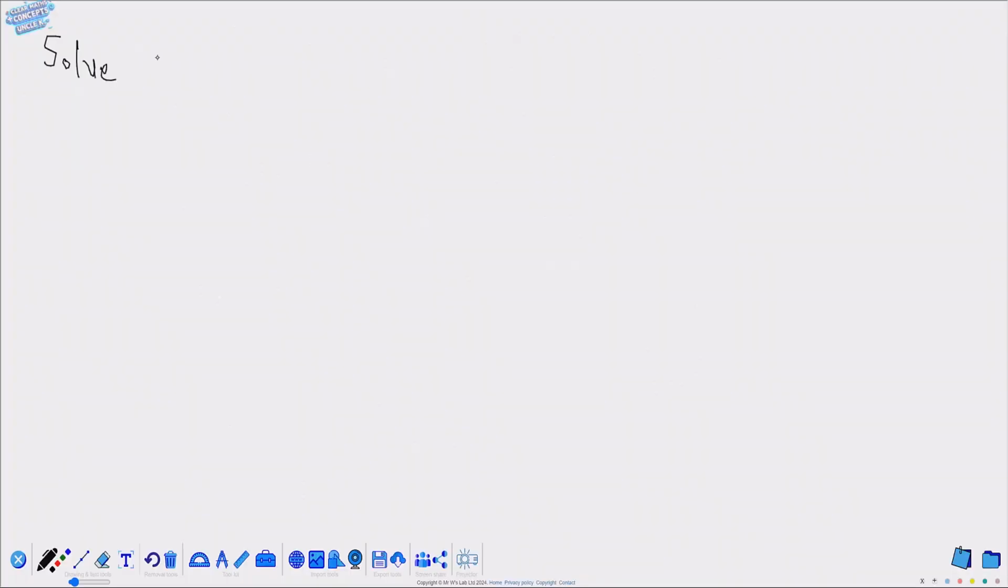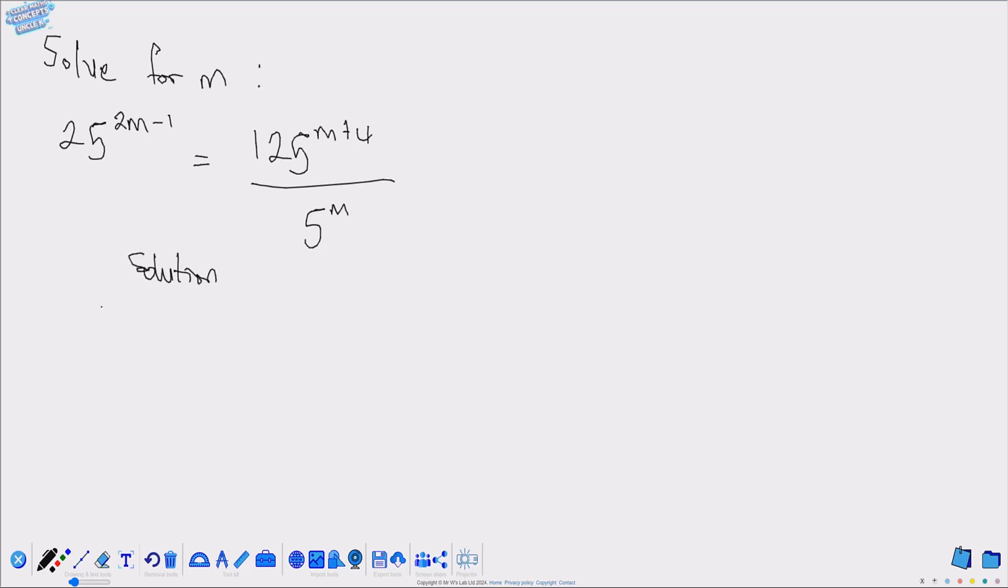Solve for m. If you are given 25 raised to the power of 2m minus 1 equals 125 raised to the power m plus 4 over 5 raised to the power of m. That's quite simple. So let's start by writing the numbers in index form. 5 times 5 times 5 is 125. M plus 4.